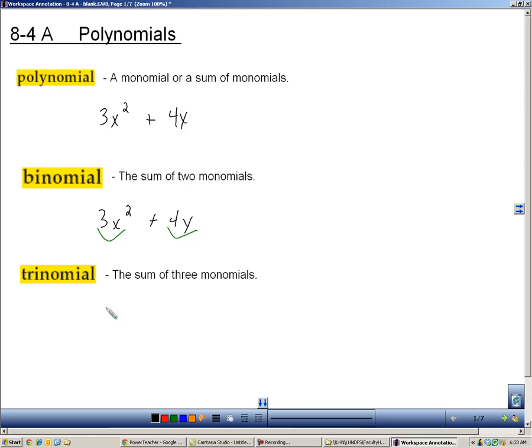Trinomial is a sum of three terms, so if you have 4x minus 3y plus 2x cubed, that would be a trinomial. You can see one term, two terms, three terms. They're separated by the plus and minus signs, and that makes up a trinomial.